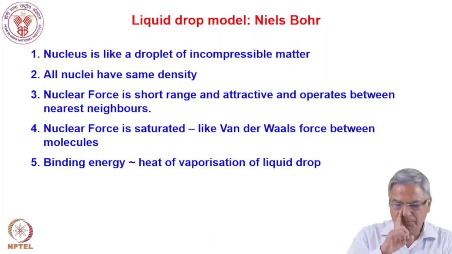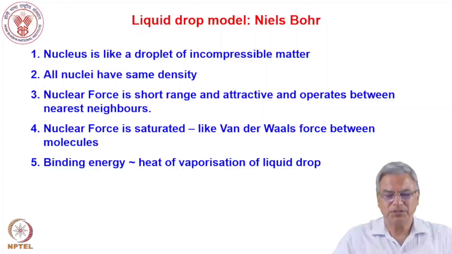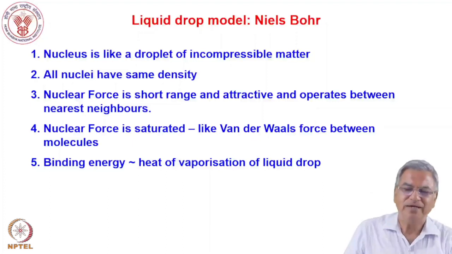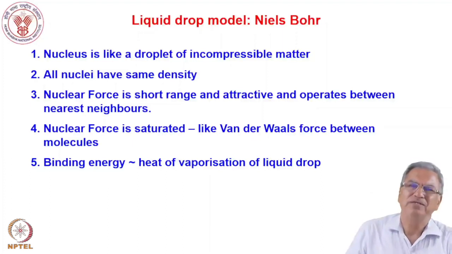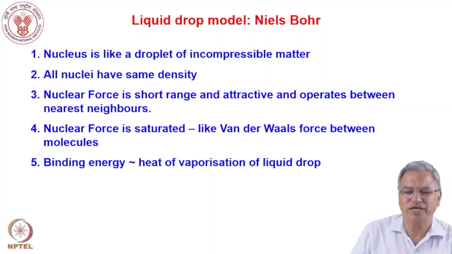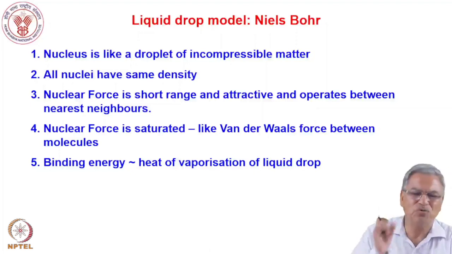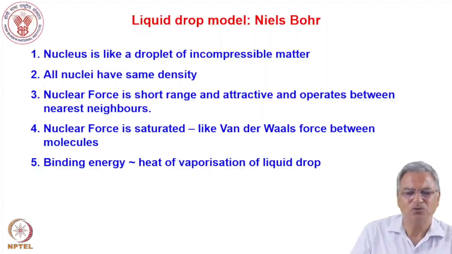Okay, so let me first start with the liquid drop model. The liquid drop model was proposed by Niels Bohr in the 1930s. He was trying to explain the nuclear fission process, the splitting of a nucleus, a heavy nucleus particularly, into two fragments of nearly equal mass. He thought of a concept: if you have a drop of liquid and you try to deform it, how can it split into two droplets? That is how the concept of the liquid drop arose.